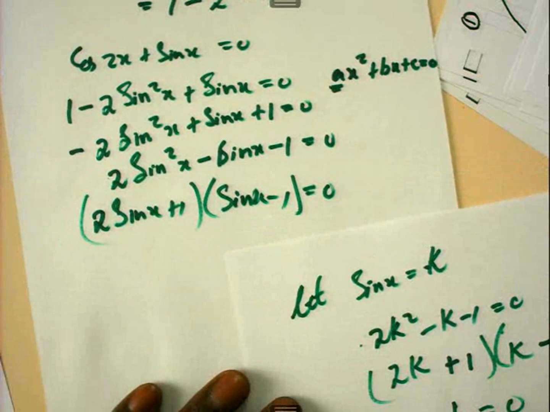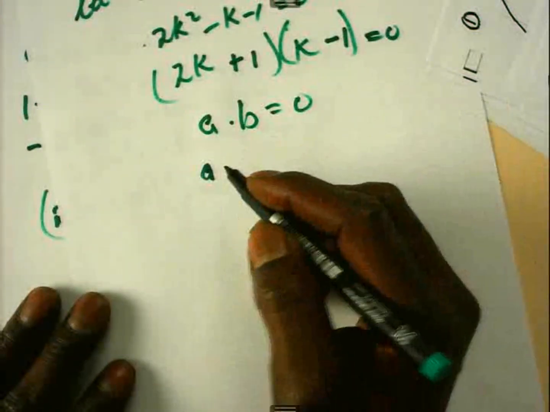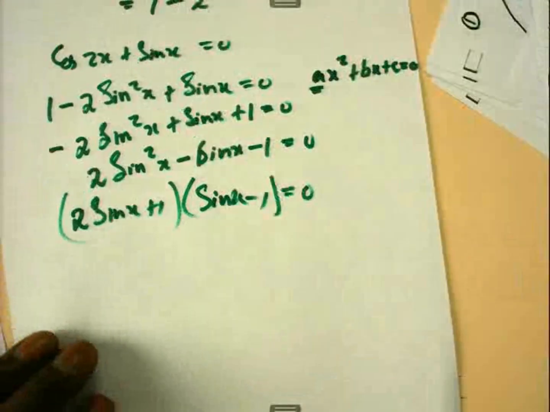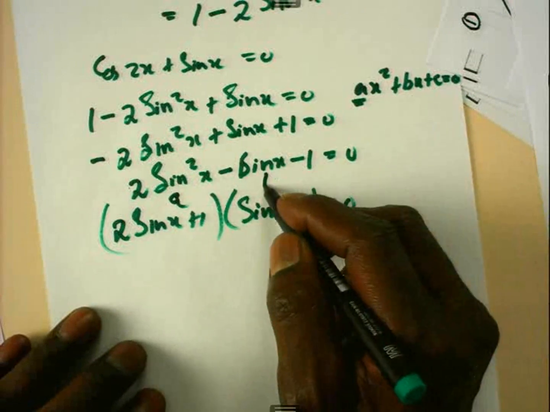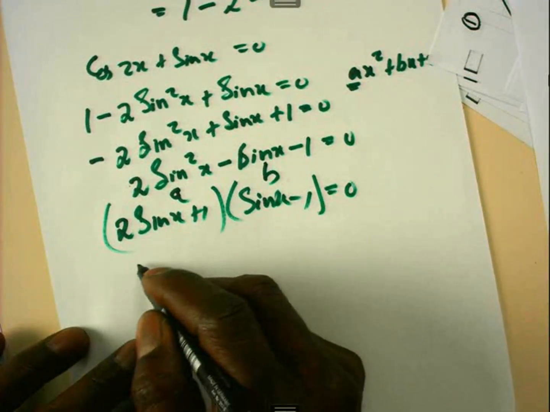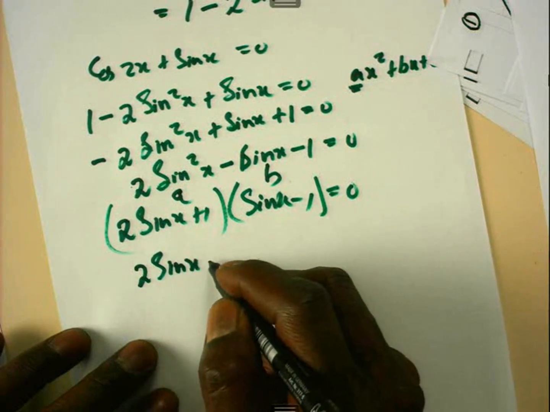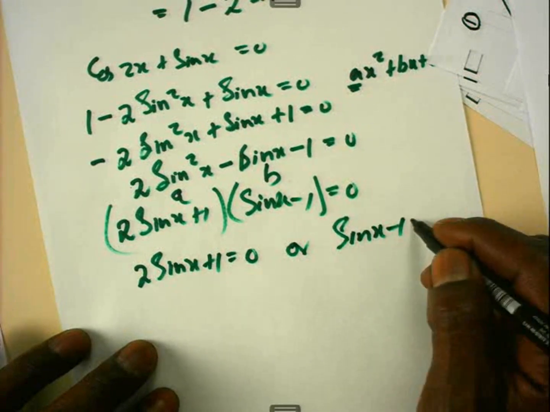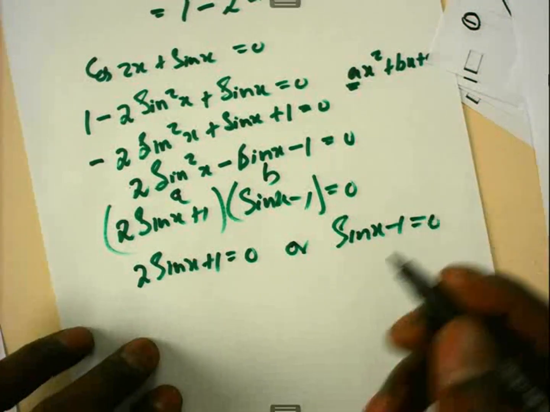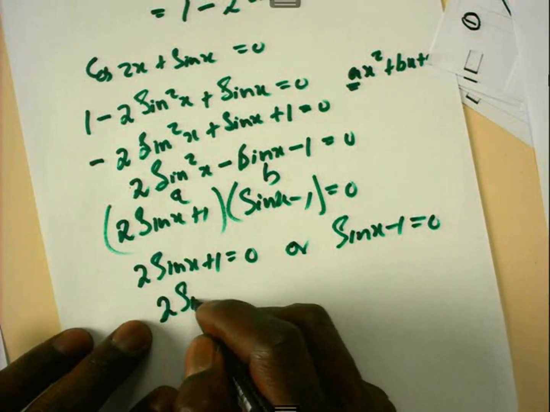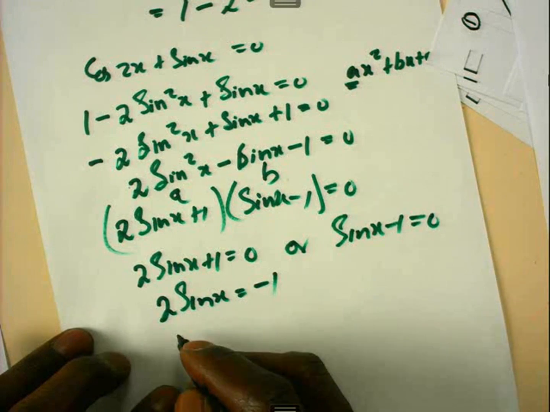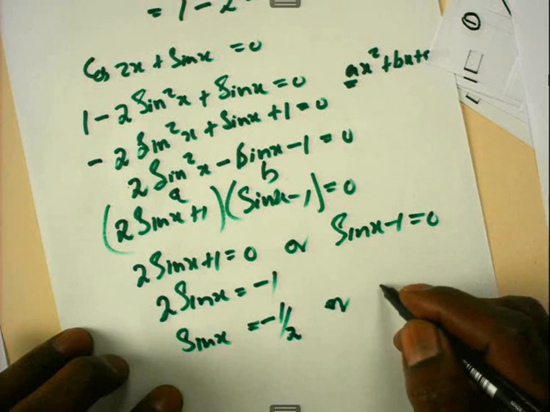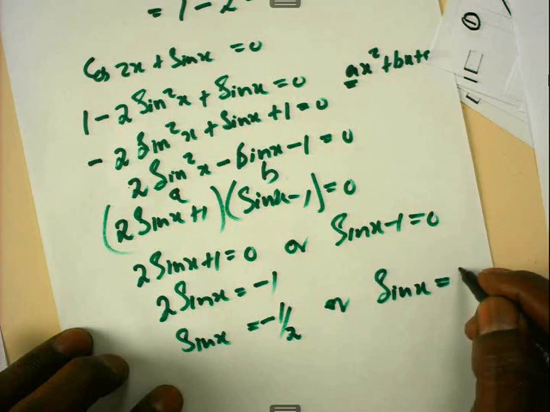Remember, in algebra, for a times b is equal to 0 to be true, either a is equal to 0 or b is equal to 0. So we use the same principle there. We take this one as a, this one as b, then we'll have 2 sine x plus 1 equal to 0, or sine x minus 1 equal to 0. Transposing everything, we transpose 1 to the right, then it becomes minus 1. We divide both sides by 2, we have got minus 1 over 2, and this one we have got sine x is equal to 1.